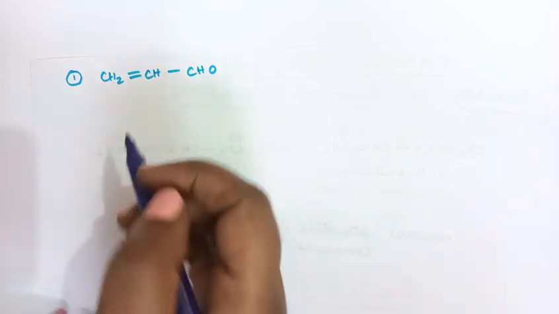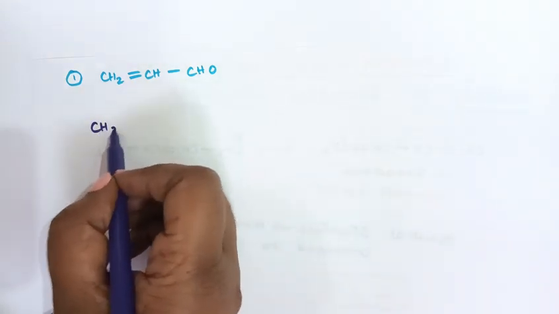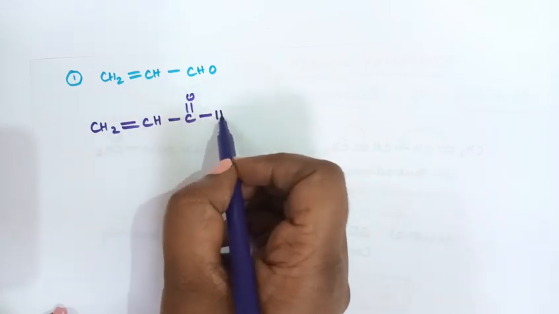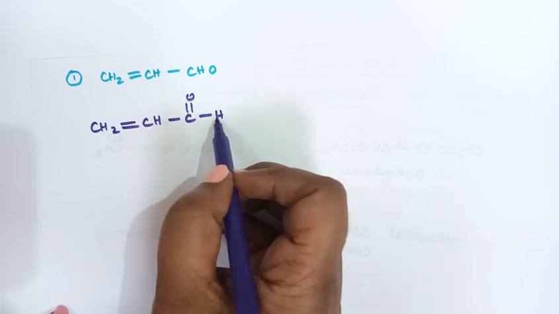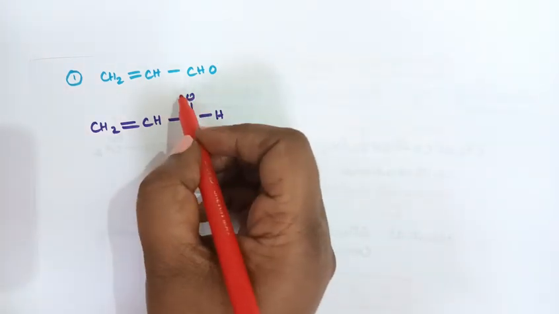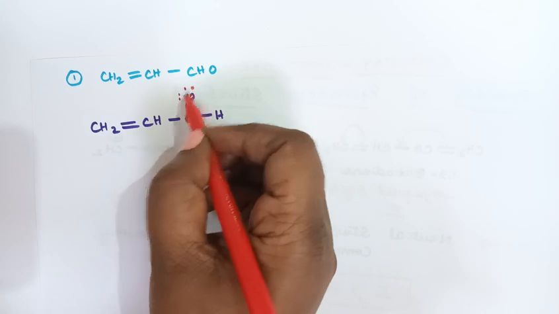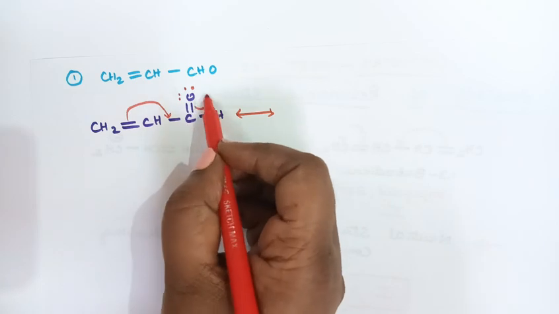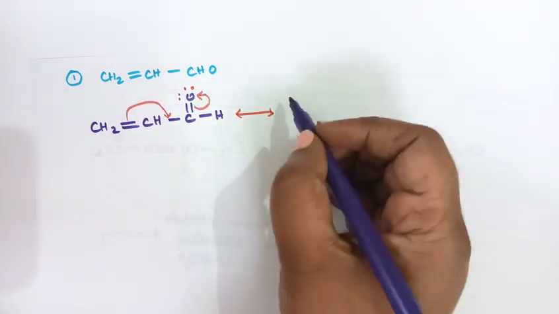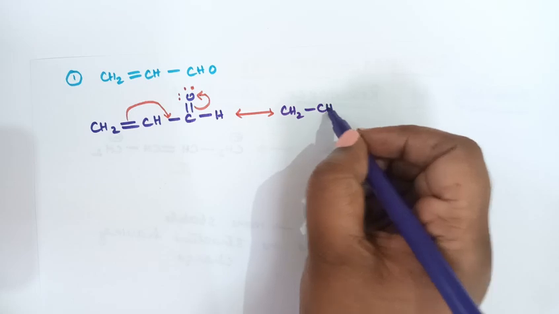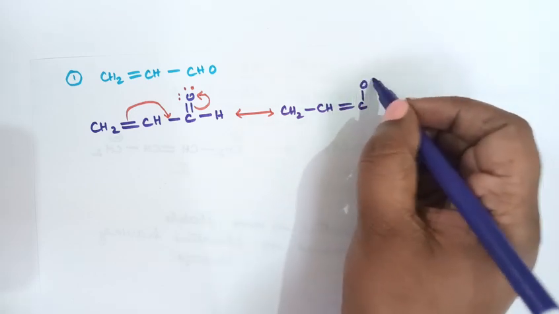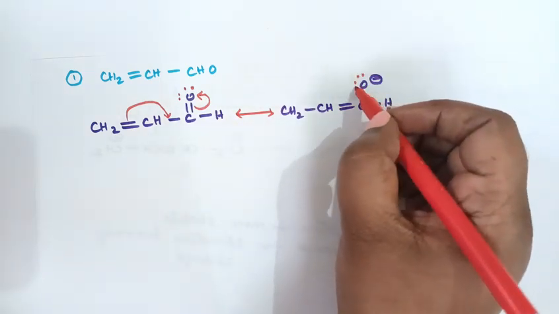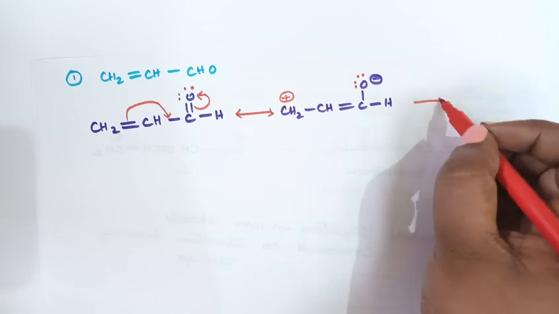So first we will write the resonance structure for this. CH2 double bond CH, C double bond O, H. So CHO, I have written C double bond O, H. Oxygen will have two lone pairs of electrons. Now these pi electrons will shift here. These pi electrons will shift to oxygen. CH2, single bond CH, double bond C, O minus and then hydrogen. So here this lone pair of electrons and here a positive sign will be there.